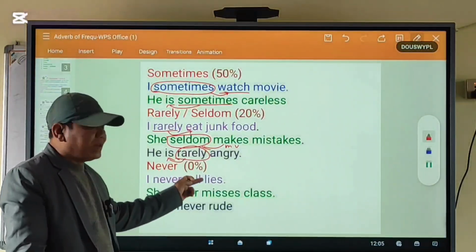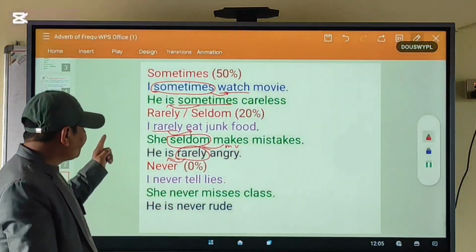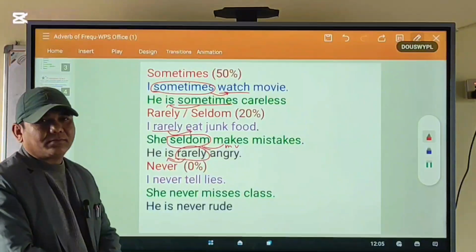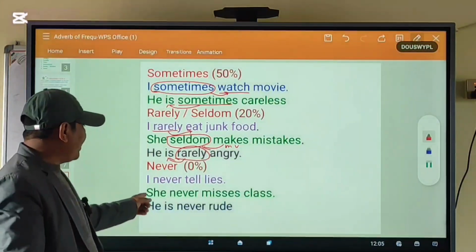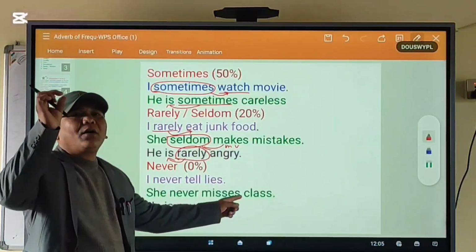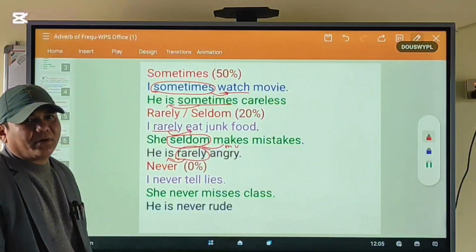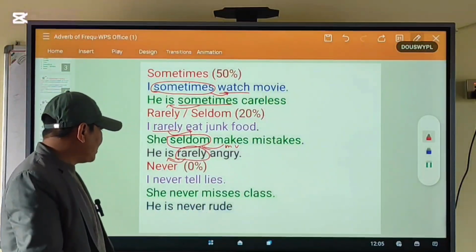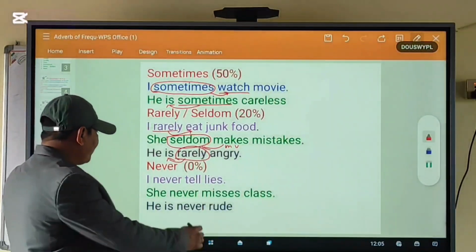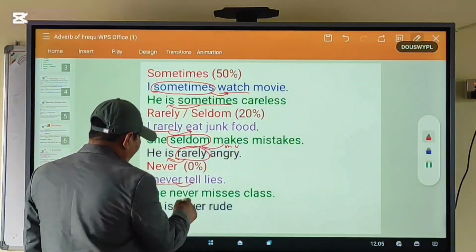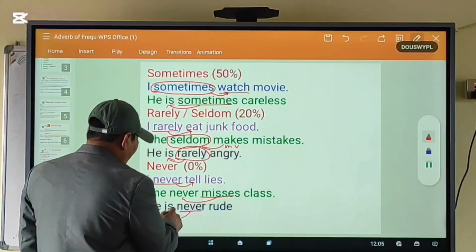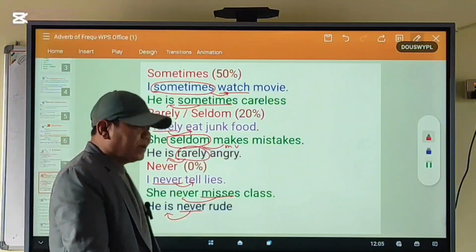Okay? I never tell lies means what? I tell lies 0%. Okay? She never misses class means what? She misses class 0%. Okay? He is never rude means what? He is 0% rude. Look at this. Never is used before the main verb. Never is used after to be verbs. Okay?